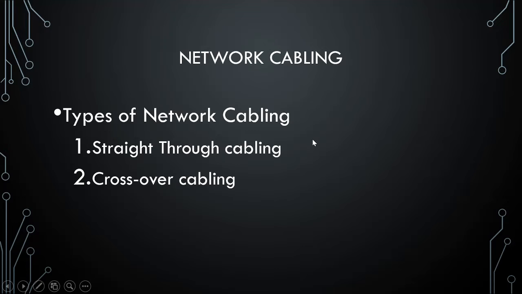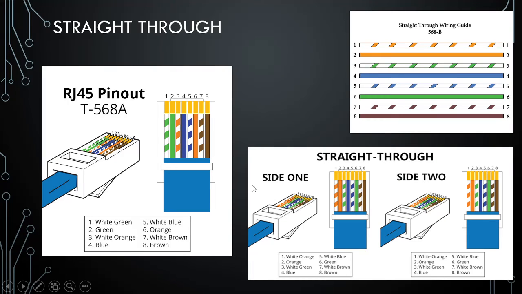Now let's proceed with network cabling. The types of network cabling are straight through cabling and crossover cabling. So this is our RJ45. You can see it here. These are the color coding for the pins. Starting from this side is our pin 1. So pins 1, 2, 3, 4, 5, 6, 7, 8. And this one also is 1, 2, 3, 4, 5, 6, 7, 8.